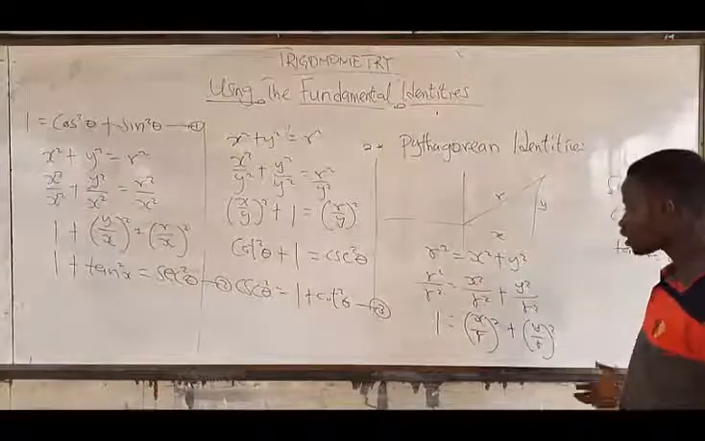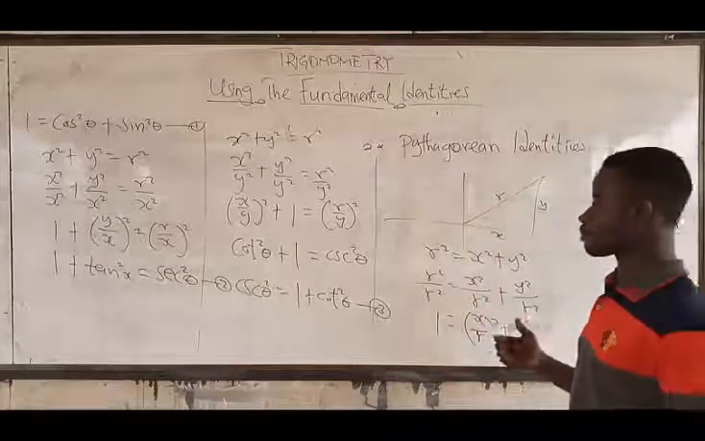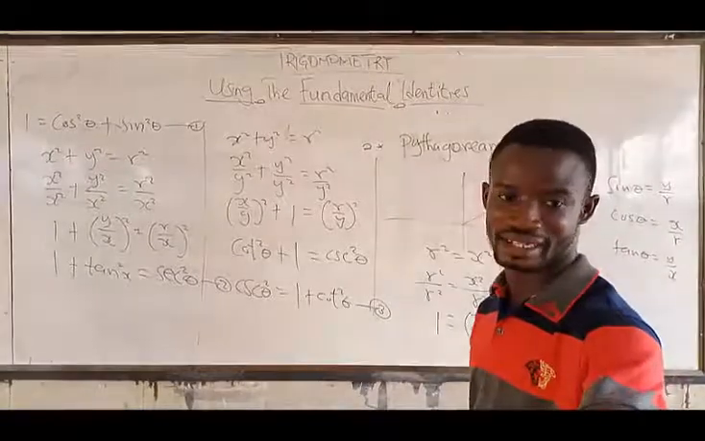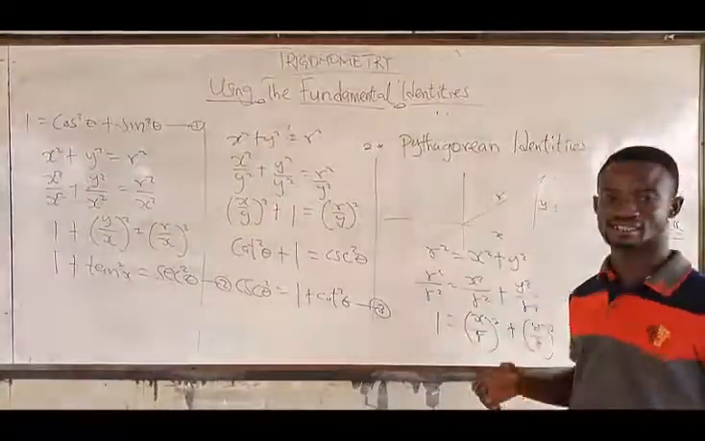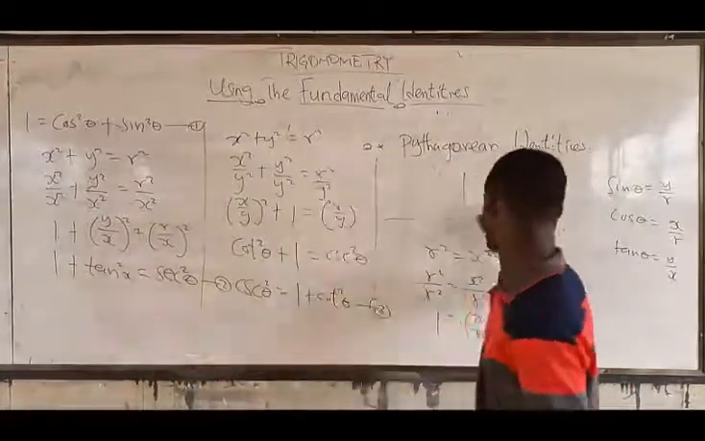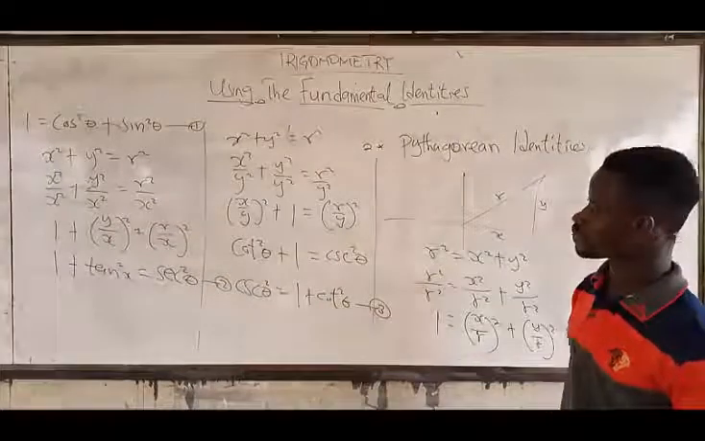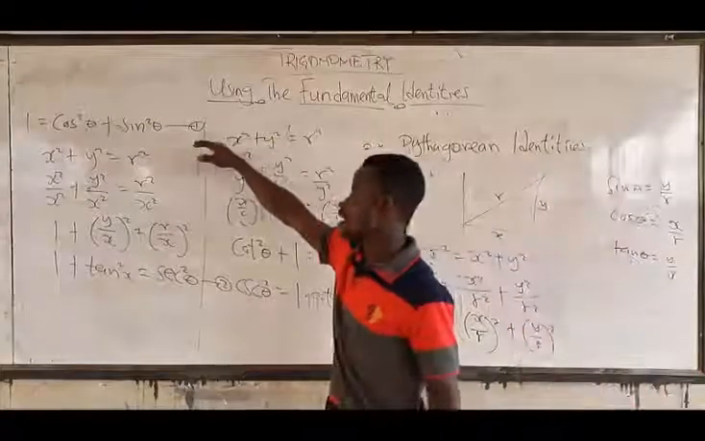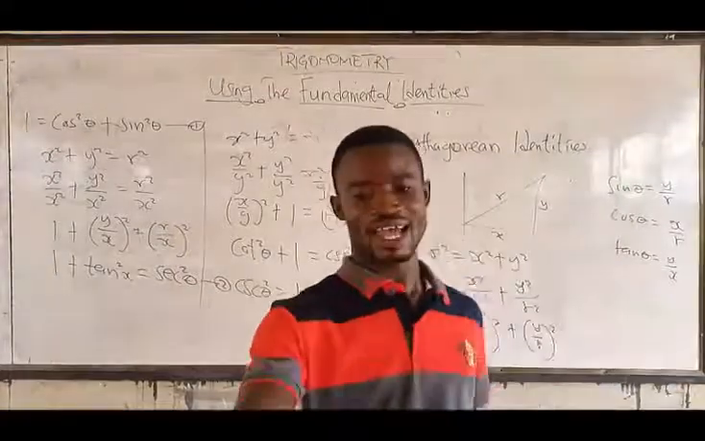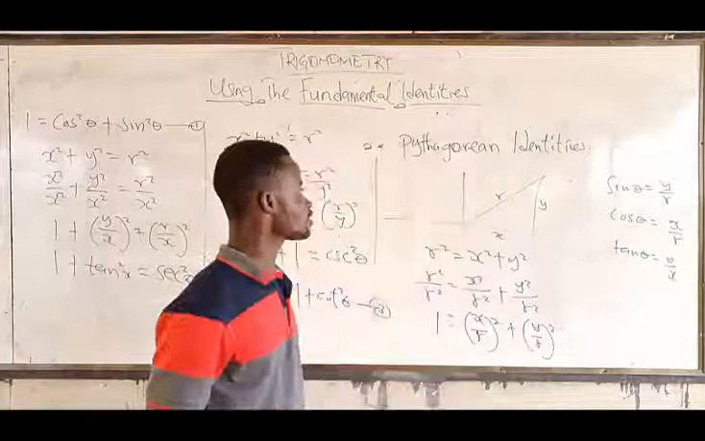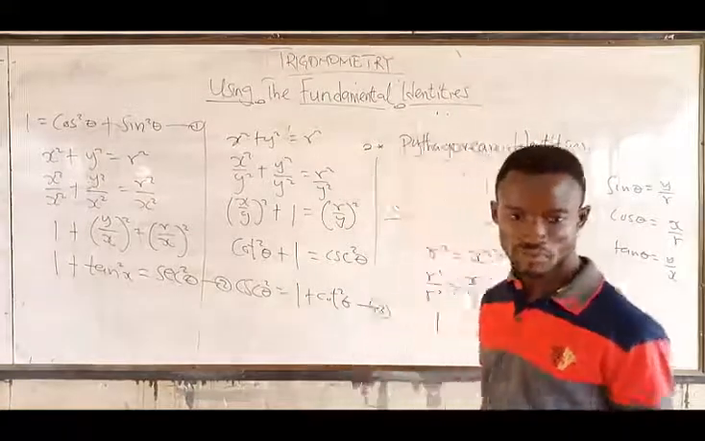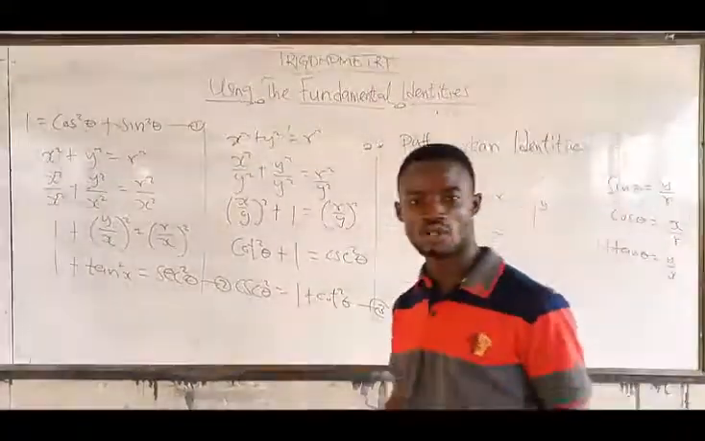So now, finally, for the Pythagorean identity, we have three Pythagorean identities: this is the first one, the second one, and the third one. Very good. Now, I forgot something, so let's go for that. The first one is the reciprocal identity. The second one is the Pythagorean identity.